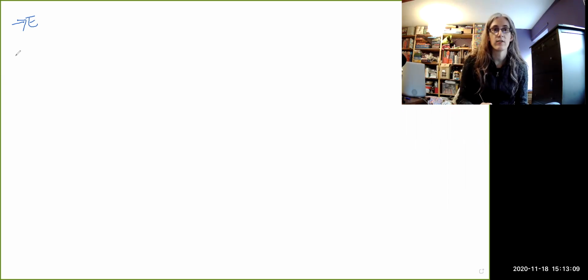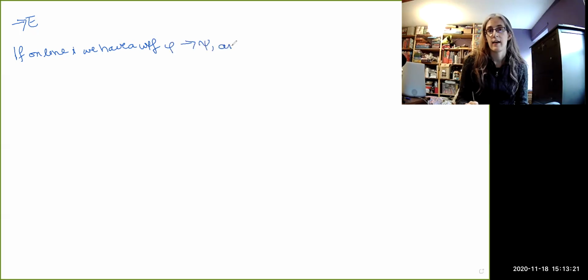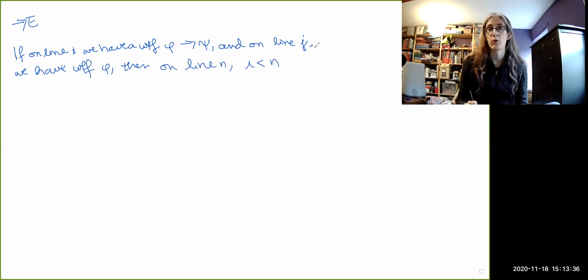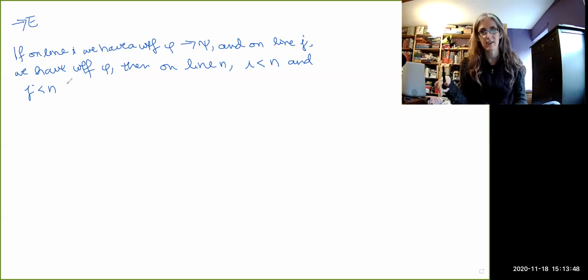So put in words, if on line I we have a well-formed formula phi implies psi, and on line J we have the well-formed formula phi, then on line N, where N is after both I and J, but note that the relative order of I and J doesn't matter. It doesn't matter if first you have the conditional and then you have its antecedent, or you have its antecedent and then you have its conditional. Whichever one you have, that's perfectly fine.